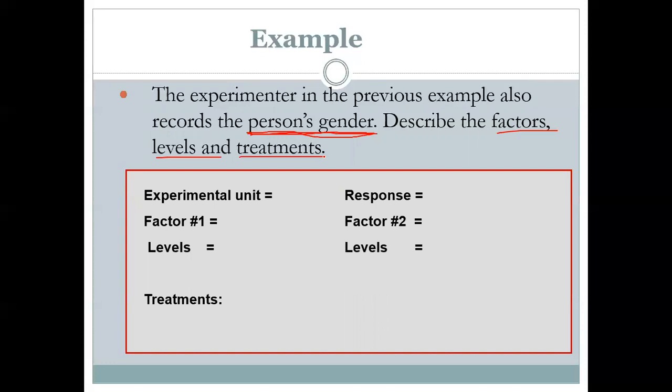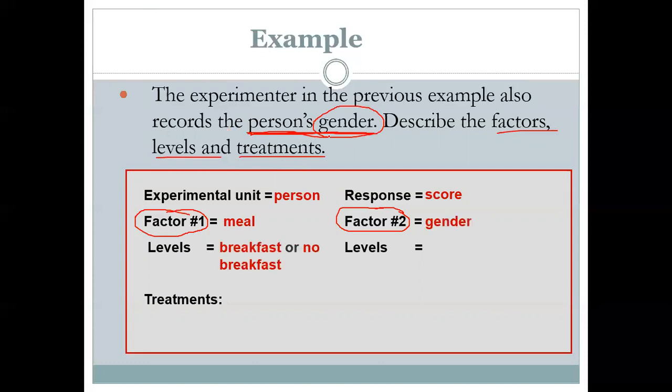The experimental unit is still the same, that is the person. And the response is also the same, that is the score. Now, the difference is the factor. In the previous experiment, there is only one factor, isn't it? That is meal. But now, in the same experiment, it also records the person's gender. So it refers to gender. So the second factor is gender.